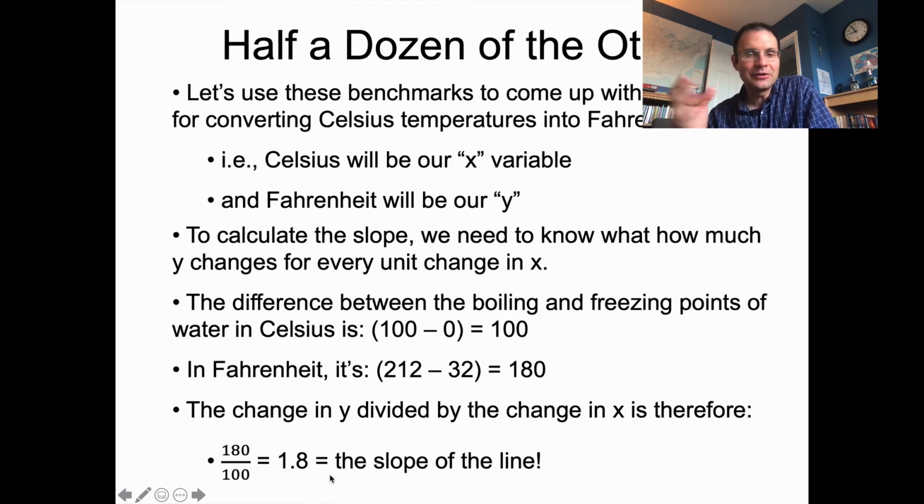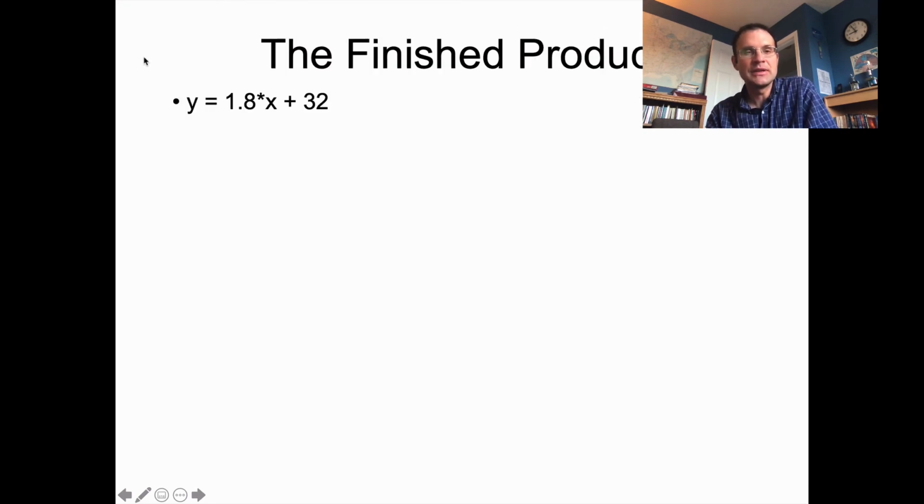All we need to know to describe a line is what the slope and the intercept values are, and we're good to go. So our finished product is this, where y represents the temperature in Fahrenheit and x represents the temperature in Celsius. Y equals 1.8 times x plus 32. In some guidebook for conversions, it will often say y equals 9/5 times x plus 32, which is the exact same thing. 1.8 equals 9/5 and vice versa. That's where that comes from.